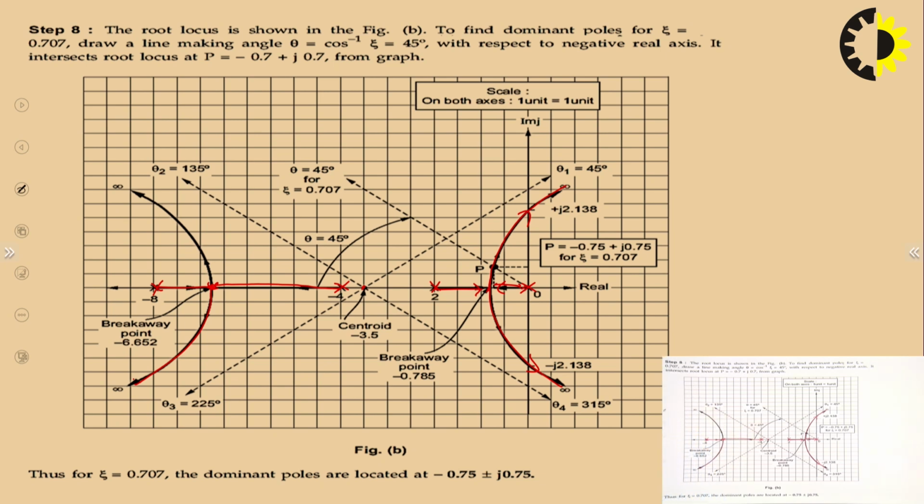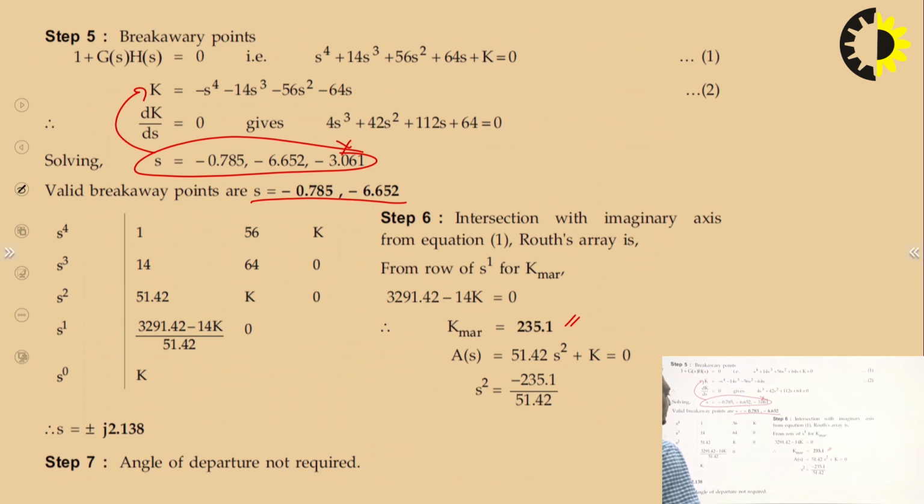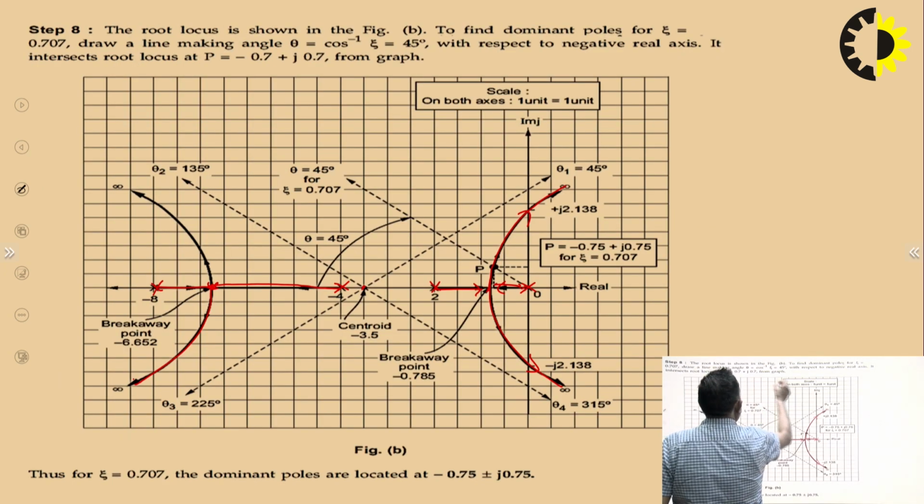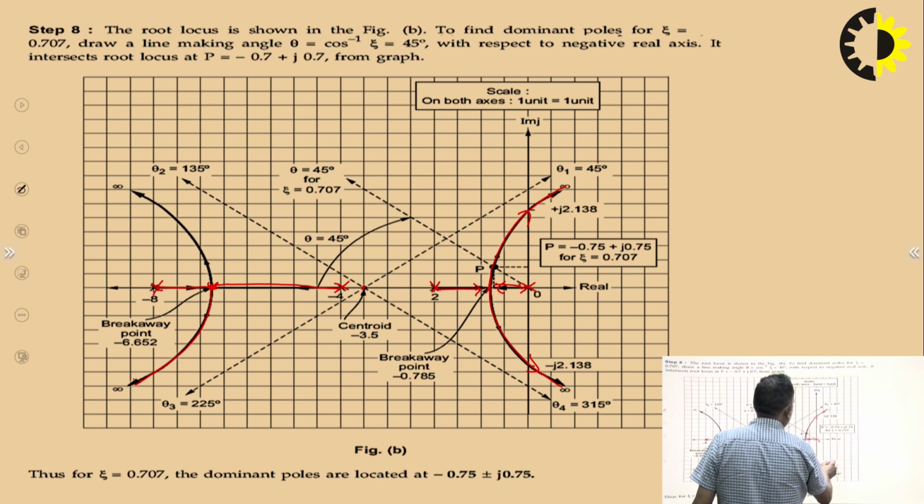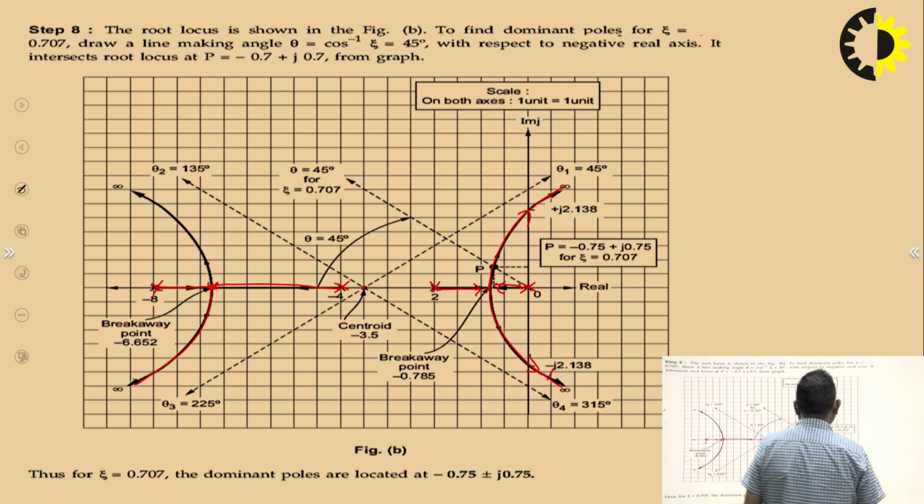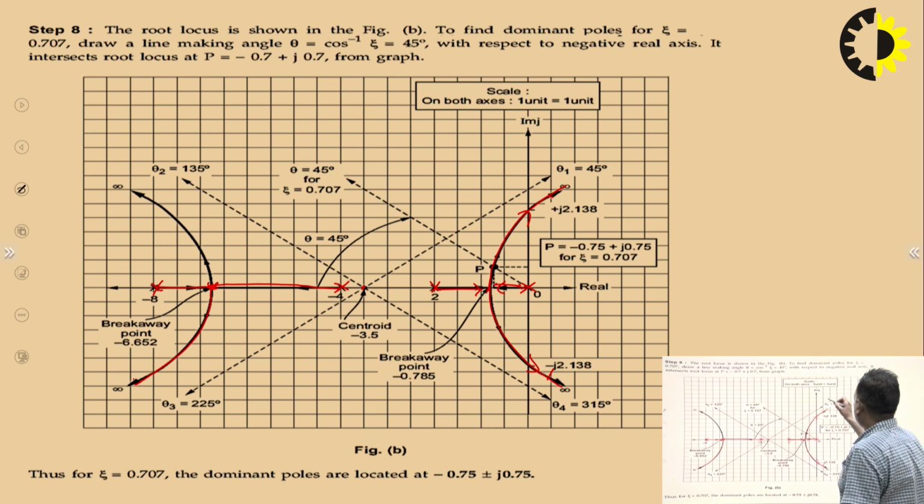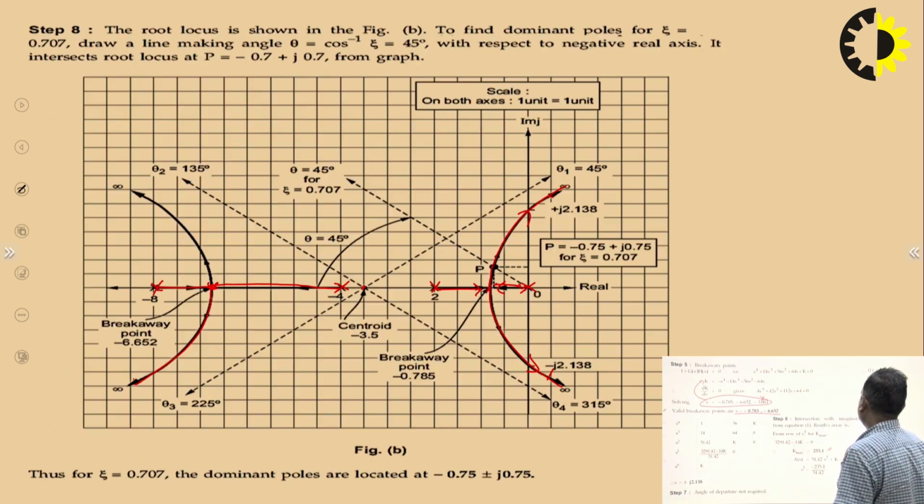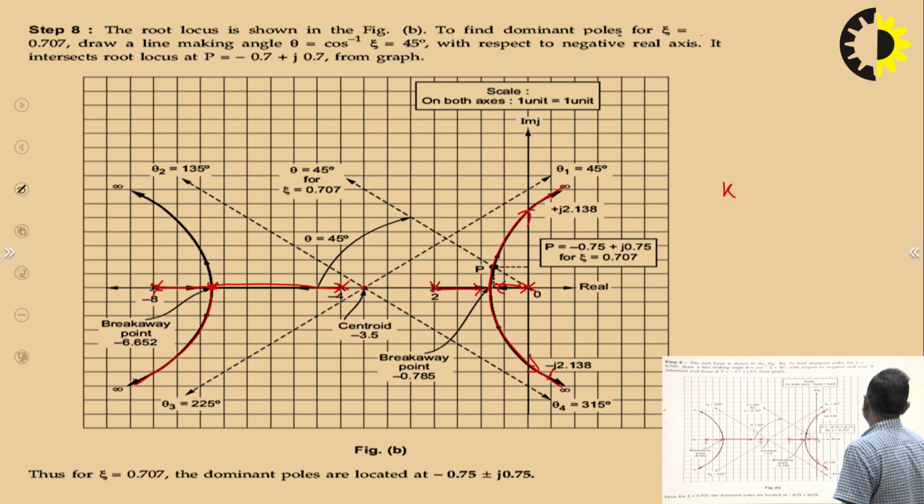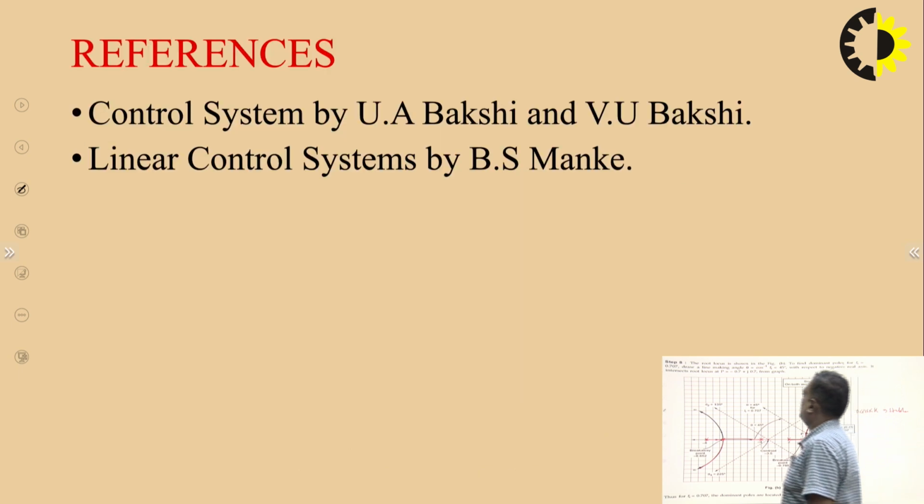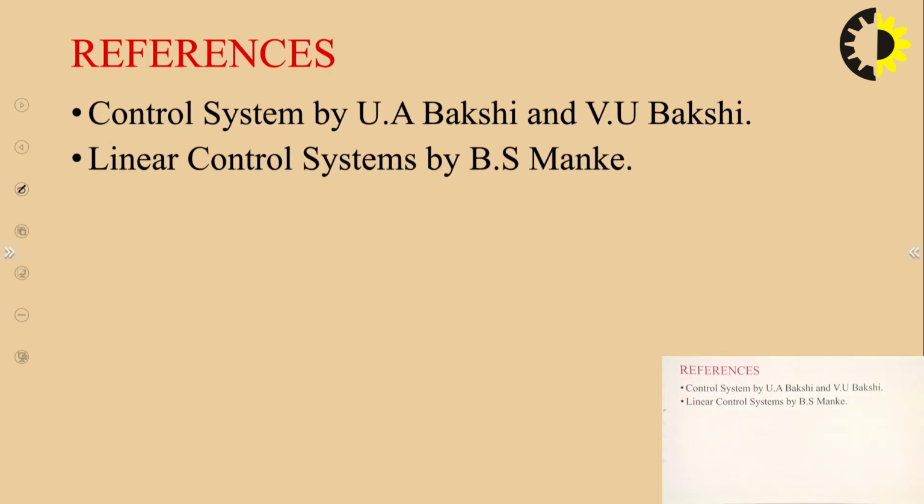So this is the required root locus, and you can see here the value of s is plus j2.138 and minus j2.138, at which it will cut the imaginary axis. So the system is stable up to k marginal, which we have calculated as 235.1, and after it the system will become unstable. These are the references. Thank you so much.